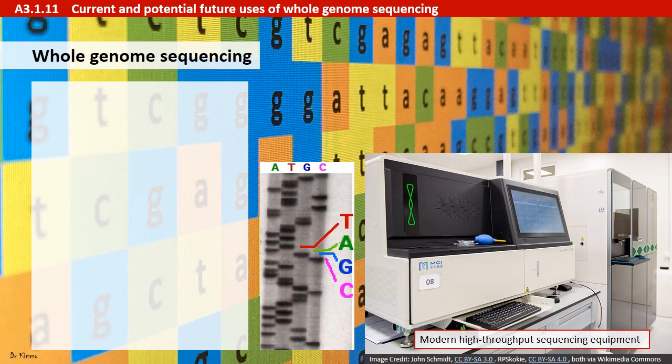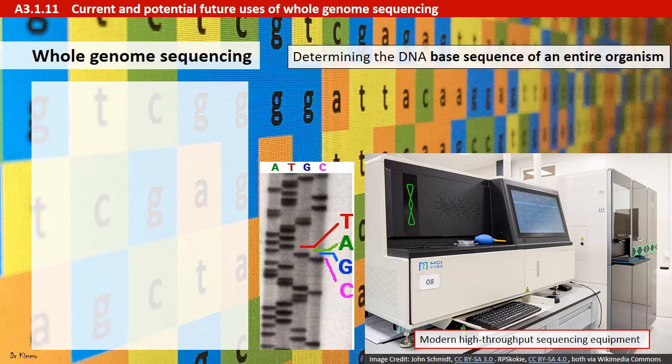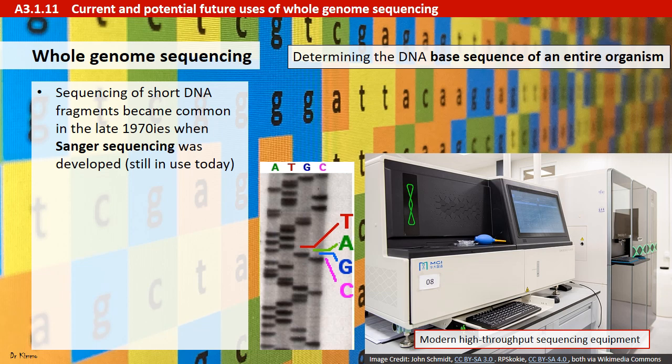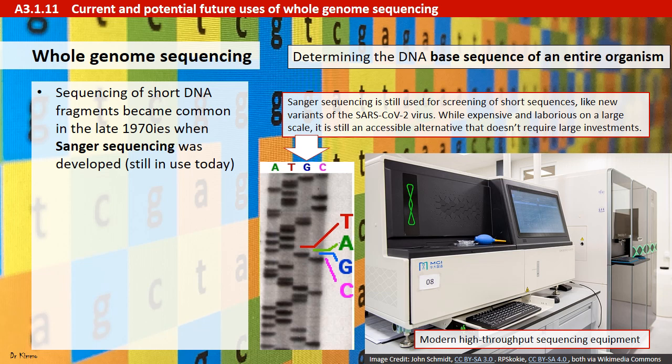Reading the DNA base sequence of a gene is called sequencing. And reading or determining the DNA base sequence of an entire organism is called whole genome sequencing. Sequencing of short DNA fragments became common in the late 1970s when Sanger sequencing was developed. This method is still in use today, but mostly for screening of short sequences, like new variants of the COVID virus, for example. It's expensive and laborious on a large scale, but very practical for small fragments, very accessible, and it doesn't require large investments.